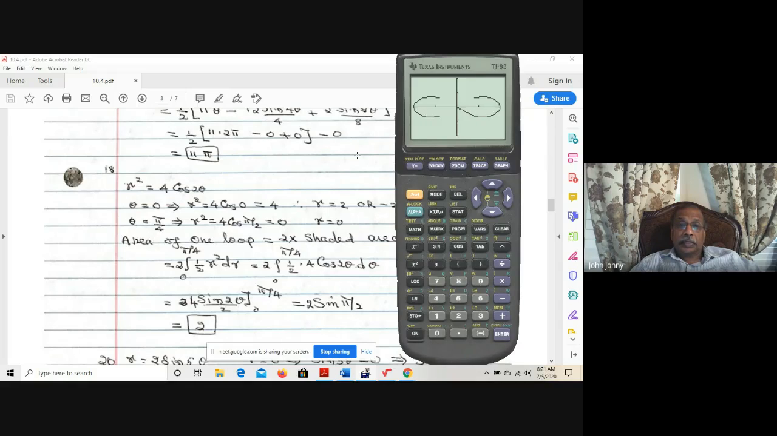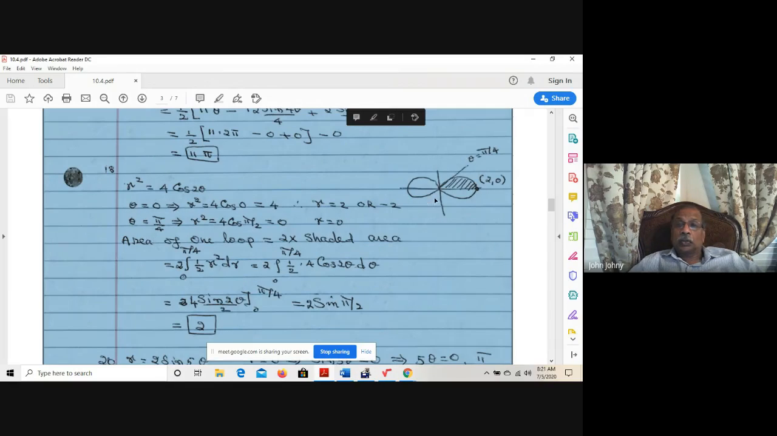Okay, and now we divide this into 4 equal parts. Actually, some parts are not visible. The area is just like this. So we are going to divide this into 4 equal parts. On the x-axis, theta is 0, so theta is 0 means r is 2. But theta is equal to pi over 4, what is r? r is 0, because 4 times cosine 2 times pi over 4 is cosine pi over 2, which is 0.